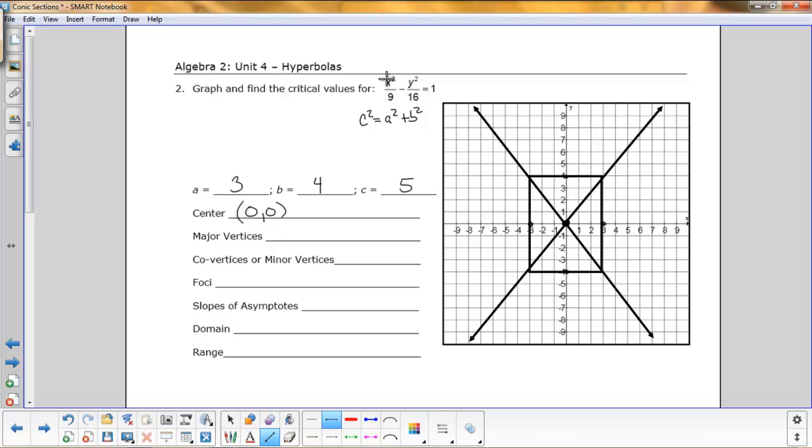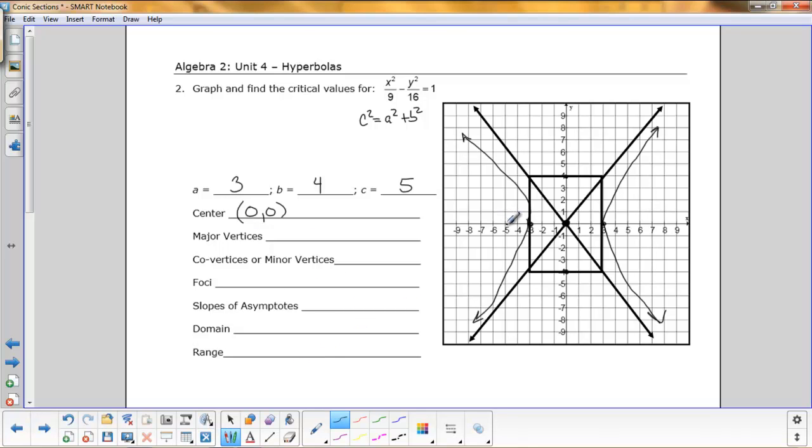Now, since x comes first, this is the transverse axis, therefore the branches of my hyperbola will come off the sides, and this is the conjugate axis here. So I'll sketch a drawing of that like so. Now that I have all this information, now I can determine what all of my critical values are.